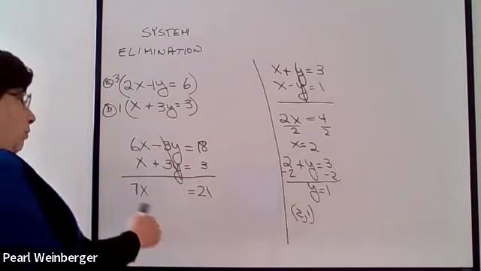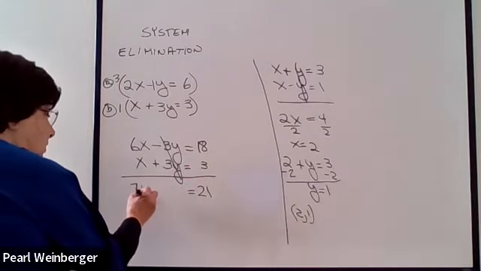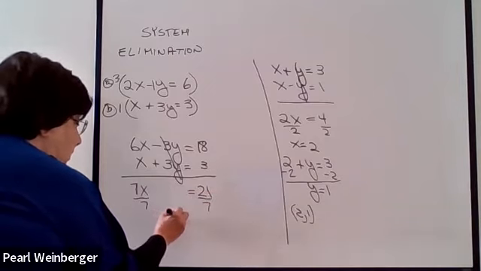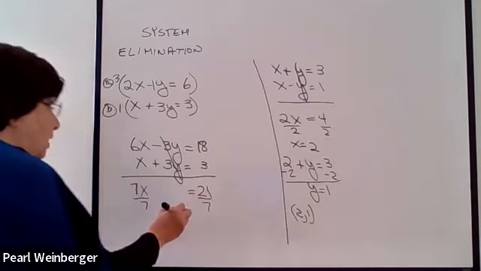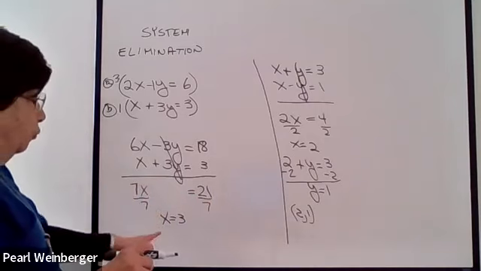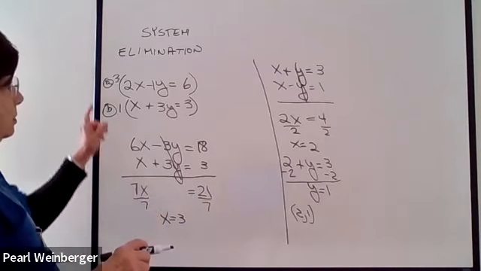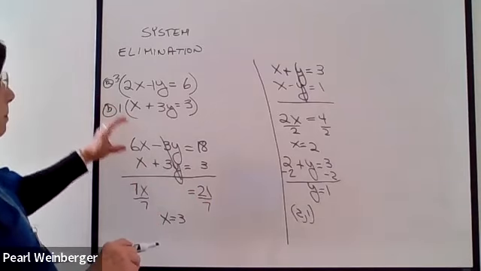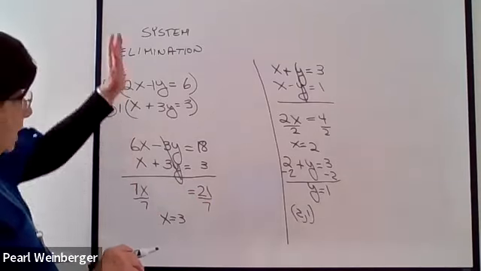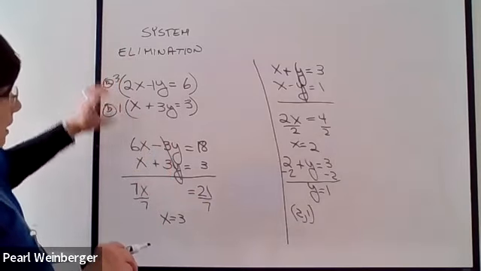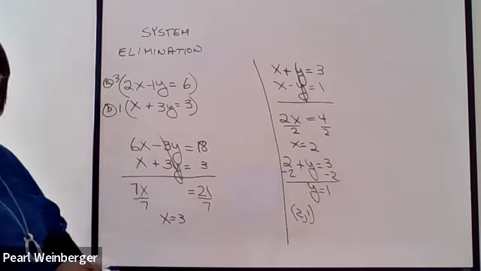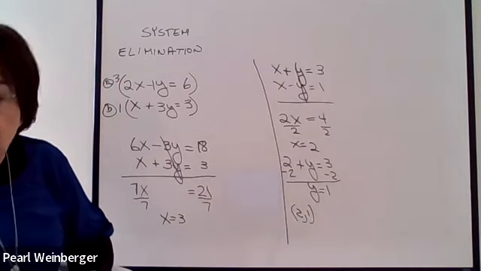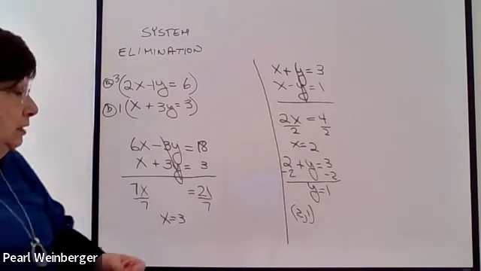And now I can go further because I only have an x. I can divide both sides by 7 and that'll give me x equals 3. I solved this for the x. Notice it involved a second step. It wasn't enough just to add the equations. I first had to multiply the equations to make sure they had the same coefficients but opposite signs.